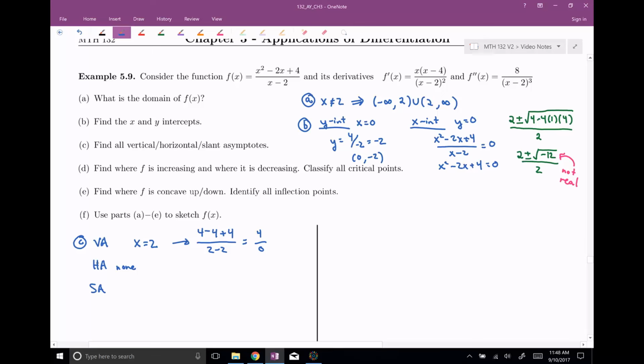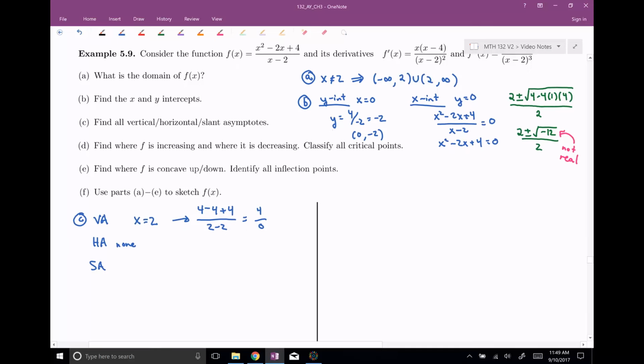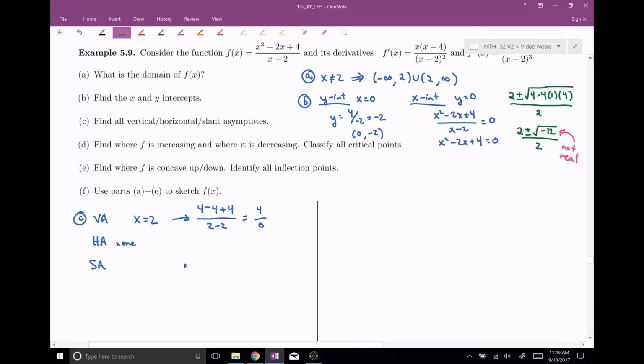Okay, for horizontal asymptotes, we have a degree in the numerator of 2, a degree in the denominator of 1. Since the degree of the numerator is bigger, we know that we're not going to have any horizontal asymptotes. For slant asymptotes, though, this is where I stopped. It requires a little bit of work, right? We need to use our polynomial long division. So we're going to have our x squared minus 2x plus 4, and we're going to be dividing that by x minus 2 to try to figure out if there are any slant asymptotes.